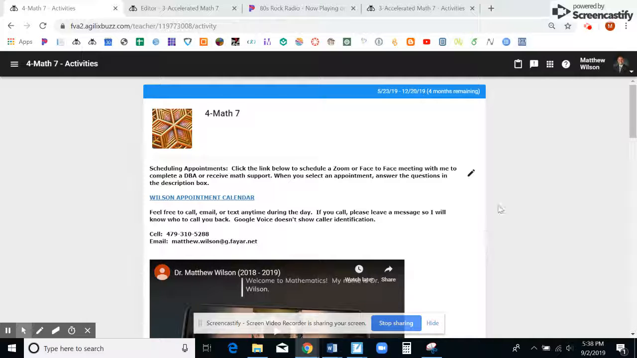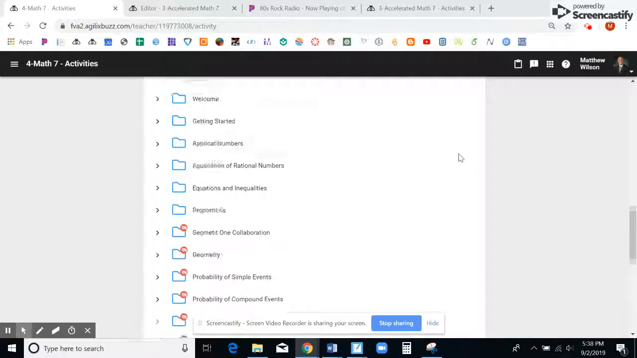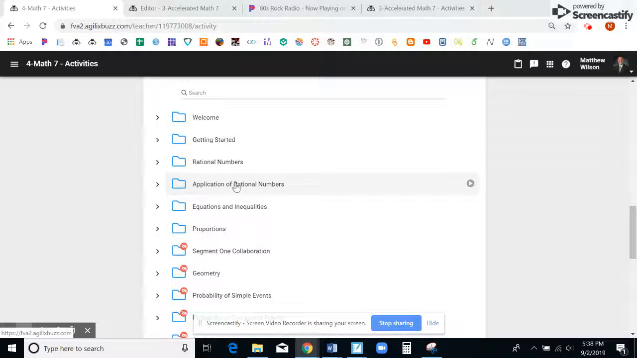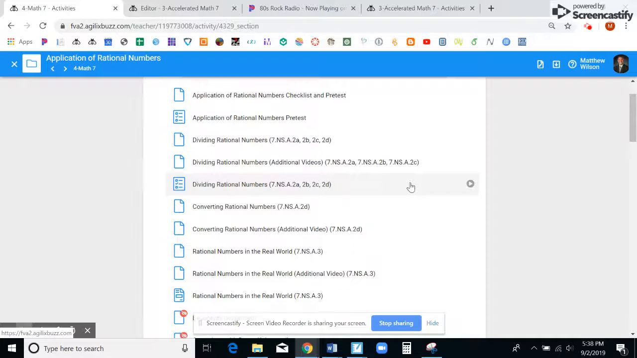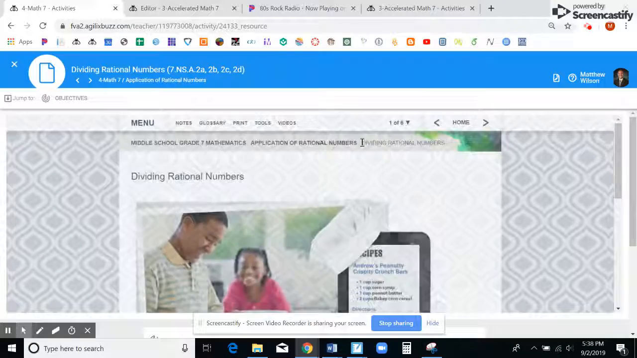So when you're getting into your Module 2 about application of rational numbers, when you click in, you're going to see all of the topics that you need to study. And so in preparation for your discussion-based assessment, I definitely want you to look in the dividing rational numbers.